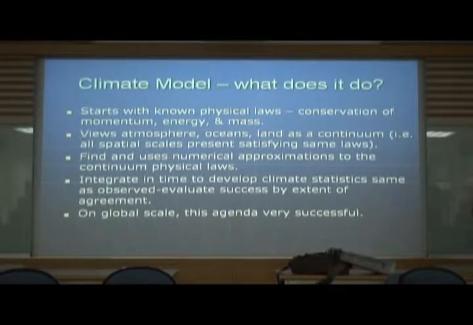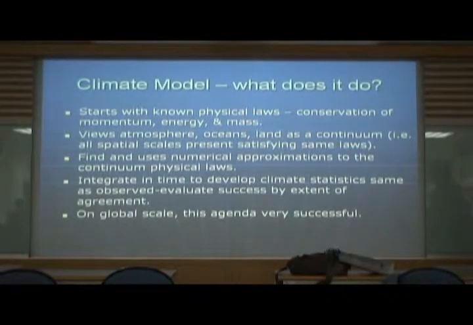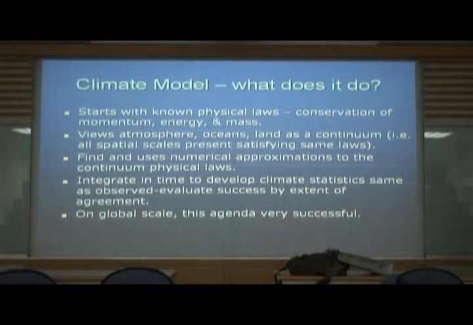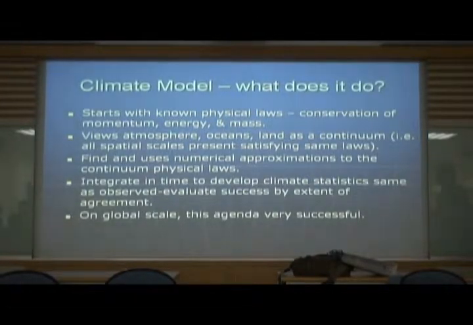We start with the known physical laws of conservation of momentum, energy, and mass. And then we look at the atmosphere, oceans, and land as a continuum. That is, they have all spatial scales present satisfying these laws. We find numerical approximations to these continuum physical laws and integrate in time to develop climate statistics, and compare them with what's observed. To some extent they agree, and we evaluate our success by the extent of this agreement. On a global scale, this has been very successful. However, when we get down to details, it's not working as well as we would like.